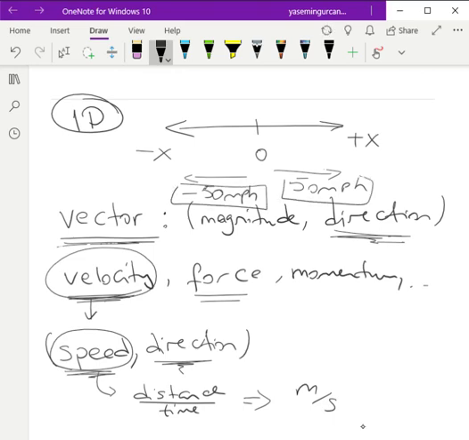Velocity can be negative because of its direction. This means your object is moving in the negative direction, and this means your object is moving in the positive direction. These are velocities, whereas the speed of this object is always going to be 50 miles per hour because that's how fast it's moving regardless of its direction. I hope this helps with the velocity versus speed definition.